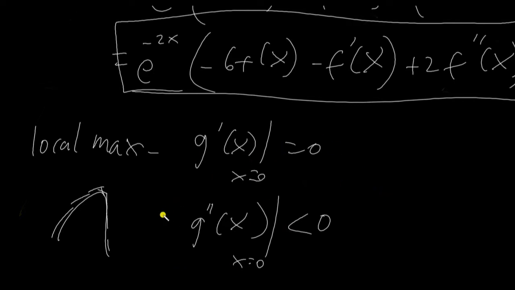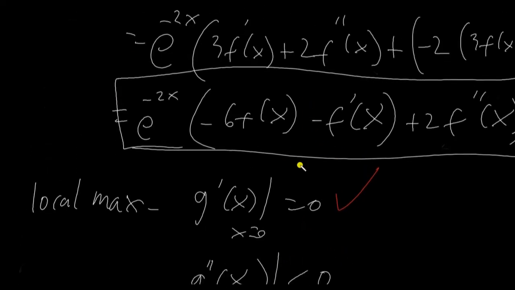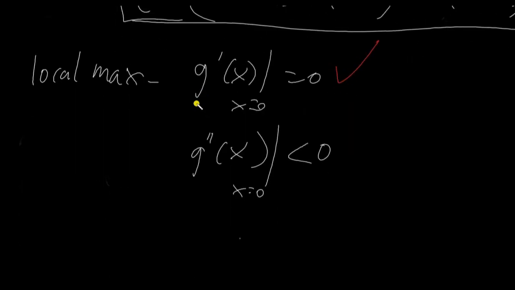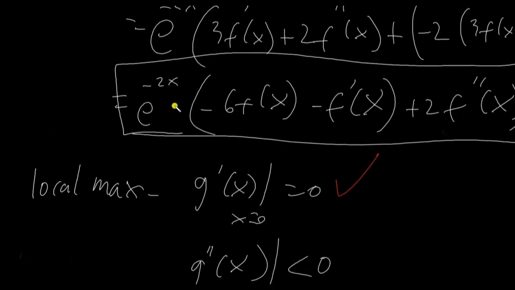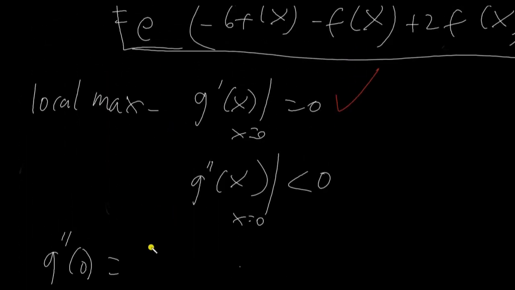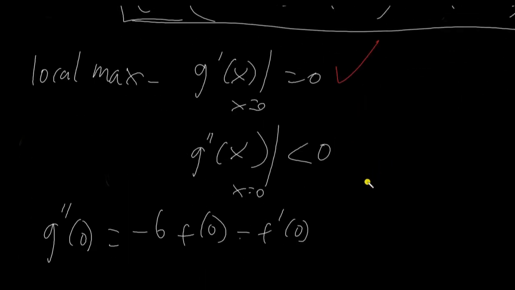So are these two things true? Well, remember in part C, we found the slope at x equals 0, and we found that it is 0. So this is true. And then the second part is, is g double prime of x at x equals 0 less than 0? Well, that would be through plugging in 0 into this expression here. So g double prime of 0 is going to be e to the 0, which is 1, times negative 6 f of 0 minus f prime of 0 plus 2 f double prime of 0.